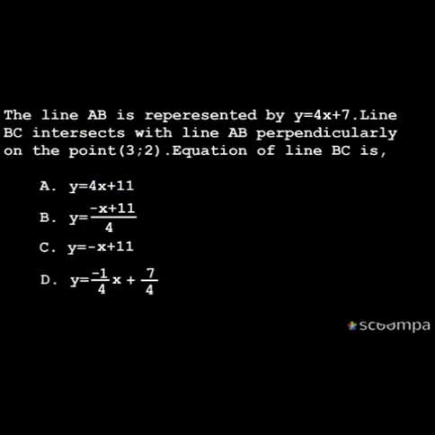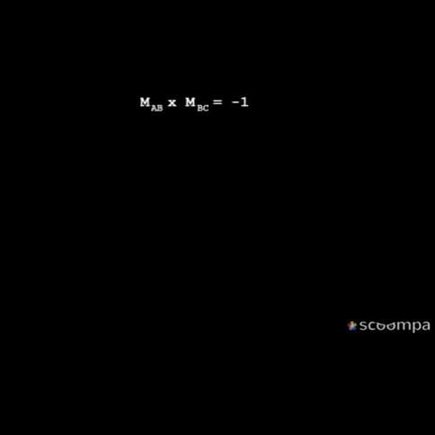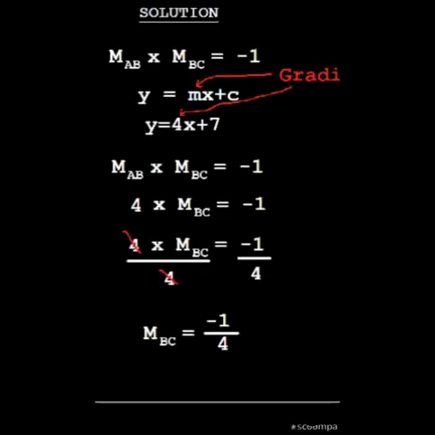We are going to use the formula: gradient of AB multiplied by gradient of BC equals -1. Then we must substitute the gradient of line AB, as the value of that gradient is regarded as the coefficient of x in the given equation. After substitution, we will have 4 multiplied by gradient of BC equals -1.